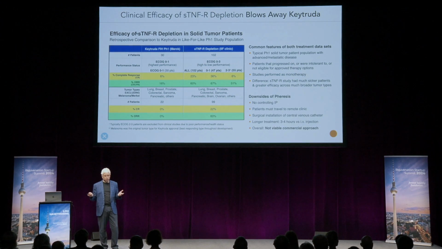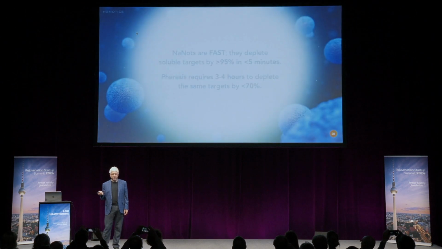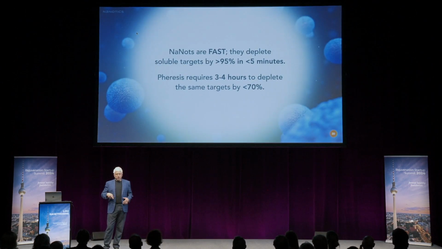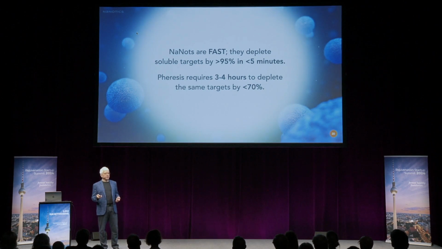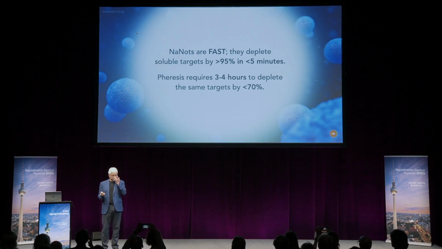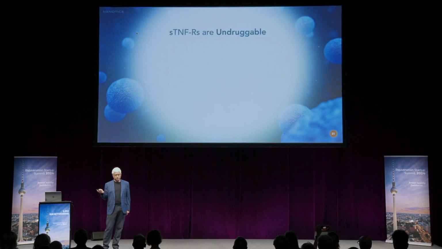Downsides of pheresis, of course, there's a whole slew of them. It's not really a commercially scalable approach. So NaNots are blazingly fast. They can deplete whatever soluble target they're programmed to deplete by greater than 95% in less than 5 minutes. Immune pheresis, by comparison, takes 3 to 4 hours to deplete the same targets by less than 70%.